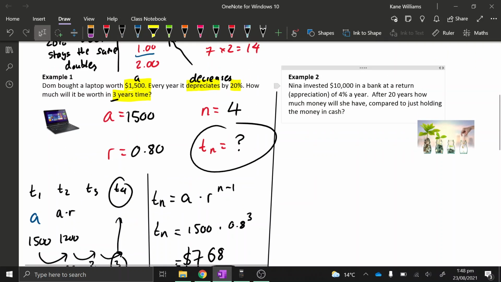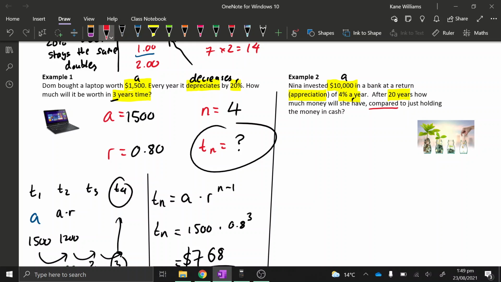Question 2. Nina invests $10,000 in a bank, so that's our A. That's what we're starting with. At a return, appreciation, the opposite of depreciation, of 4% a year. So that's going to be our R, same as over here. So it increased by 4%. After 20 years, how much money will she have compared to just holding the money in cash? Compared. So it's a slightly different question.